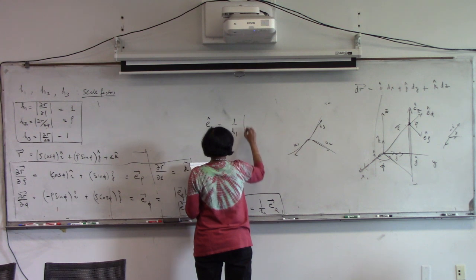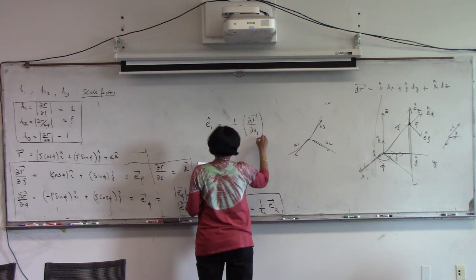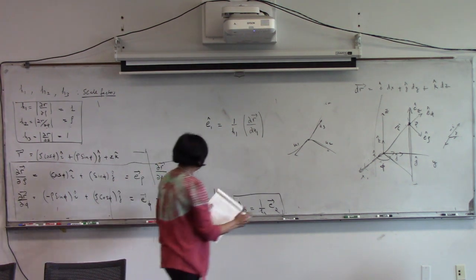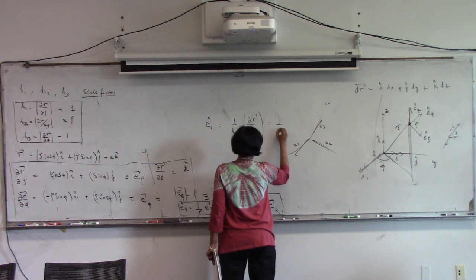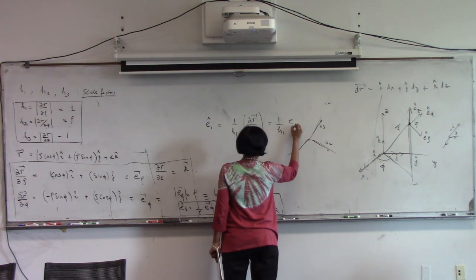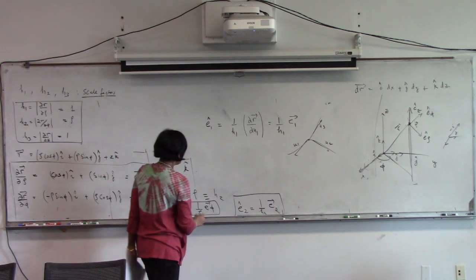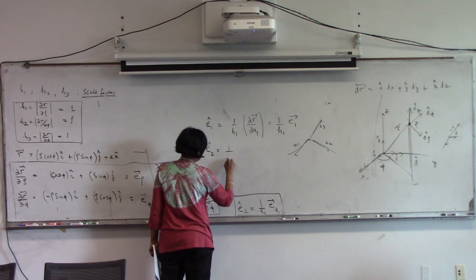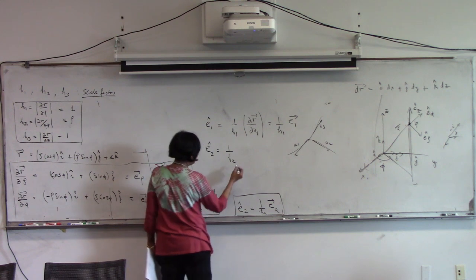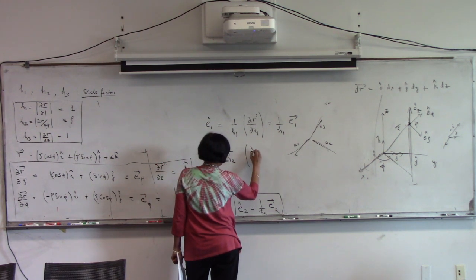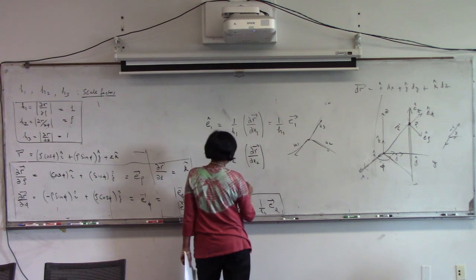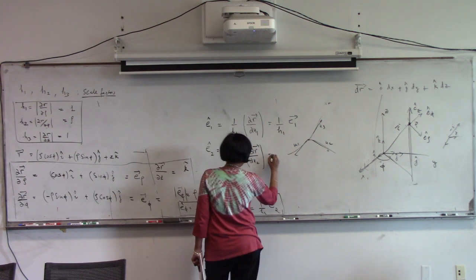So this is the definition of the E1 unit vector, which is 1 over H1 times the E1 vector, in a generalized coordinate system. And E2 would be 1 over H2, which you can understand from here, partial R. I'm just changing the notation, that's all it is.